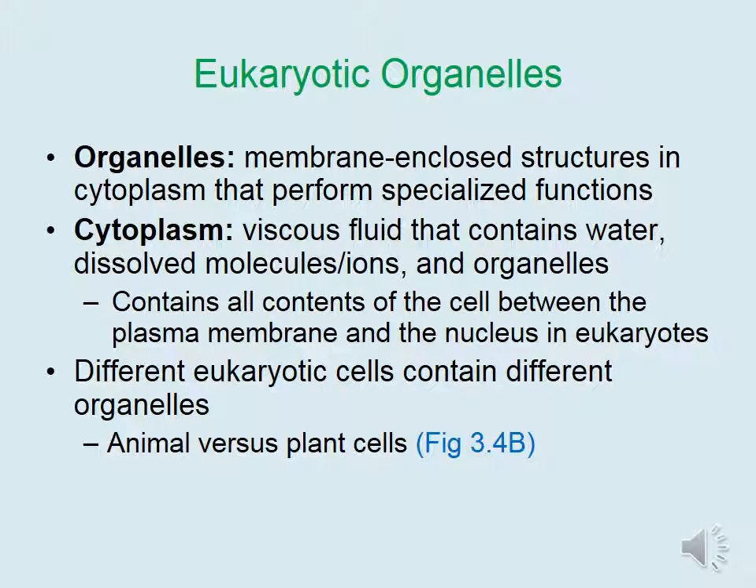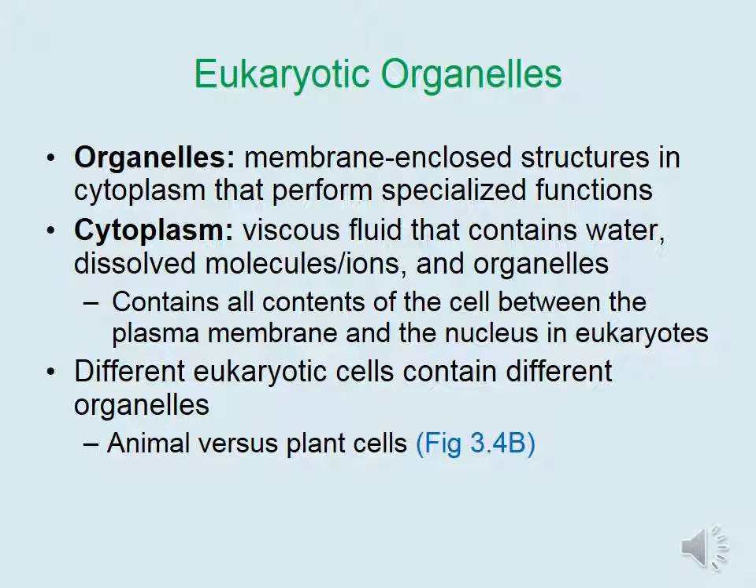Here we discuss eukaryotic organelles. These are membrane-enclosed structures in the cytoplasm that perform specialized functions. This is translated as little organs, so these are essentially the organs that allow your cells to function. The cytoplasm is a viscous fluid. It contains water, but the water is thick because it has many dissolved molecules and ions in it. The organelles reside within the matrix of the cytoplasm.